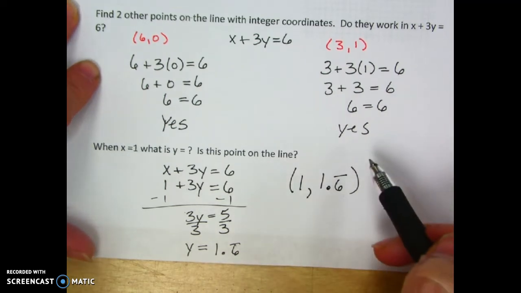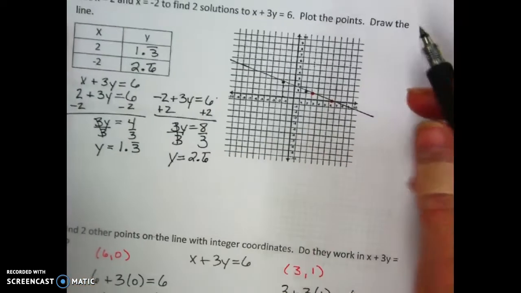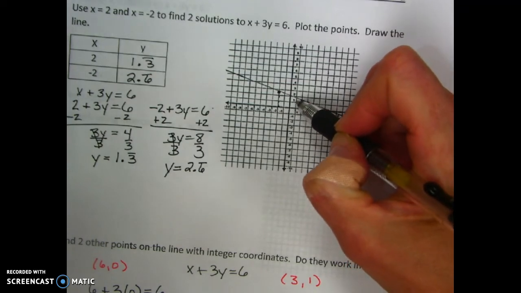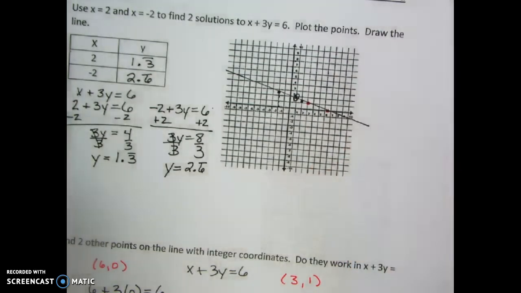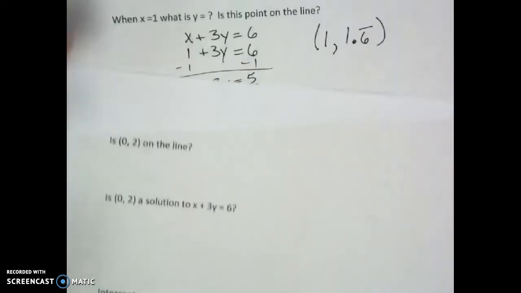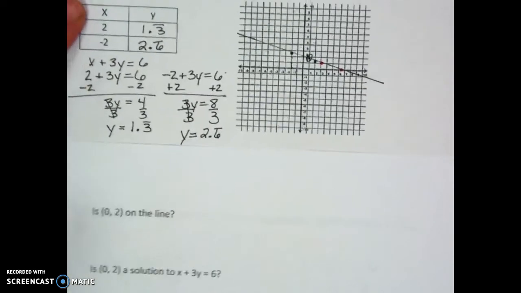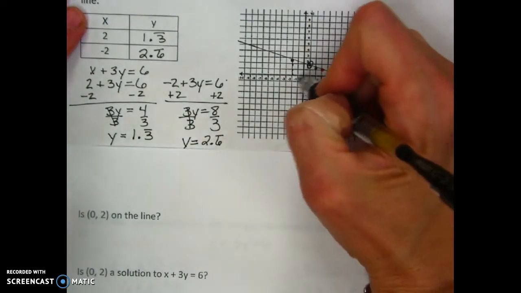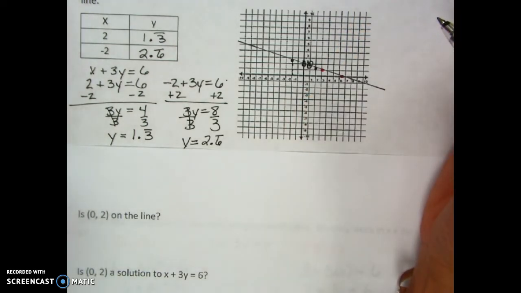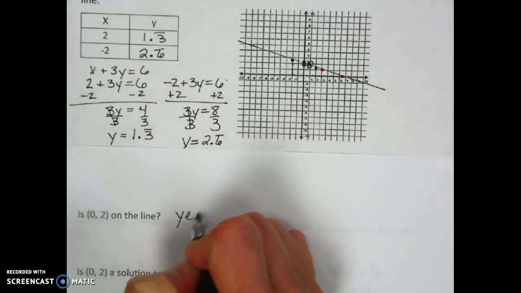Let's see if that point is on the line. Back up to our graph. Over 1, up 1.6. It sure looks like it is. Okay, very close if it's not. Then they want to know, is the point 0, 2 on the line? So we'll go back up to the picture here. 0, 2, sideways 0, up 2, right there, and it does appear to be on the line, so yes.